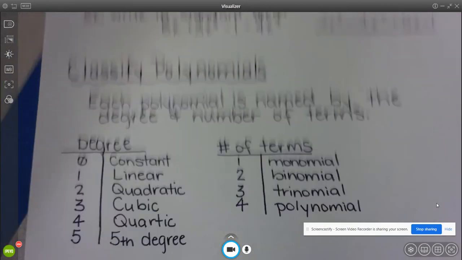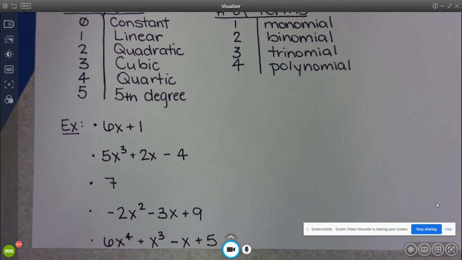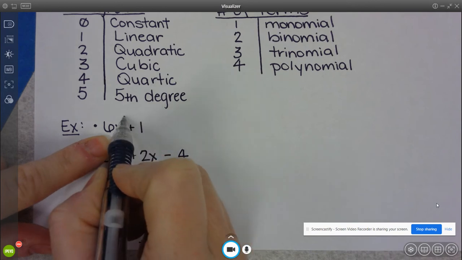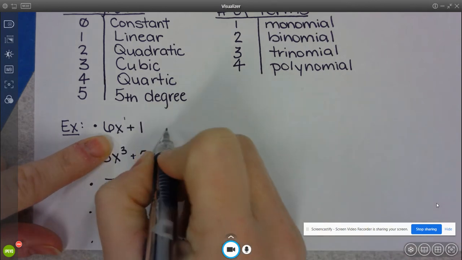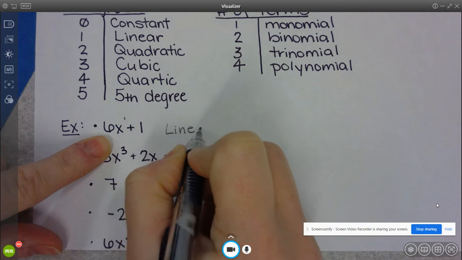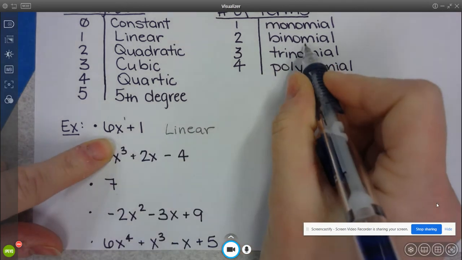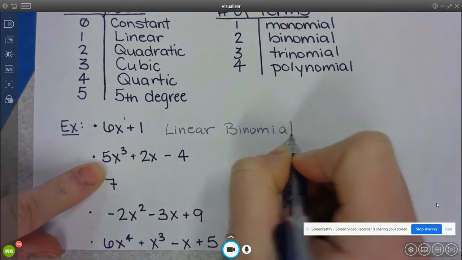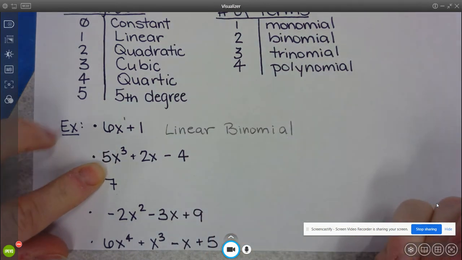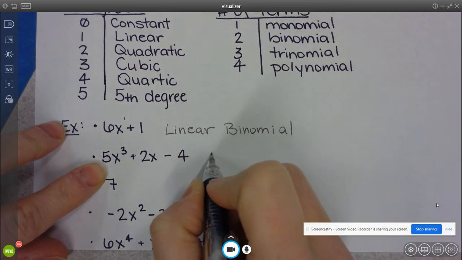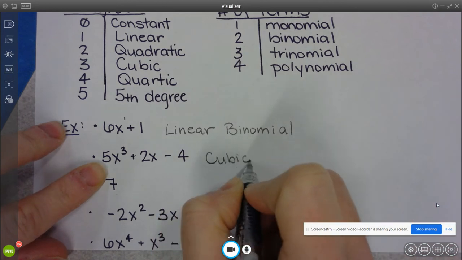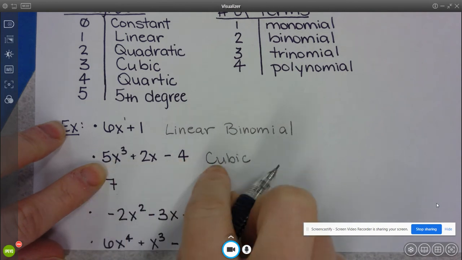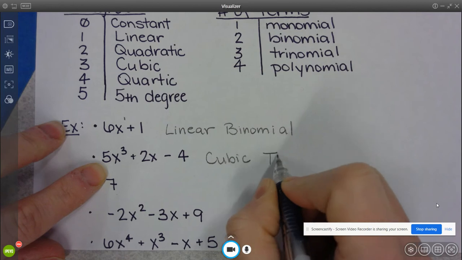So looking at our examples down here at the bottom, 6x plus 1, well, my highest degree technically is a 1. So this would be linear. And since there's 2 terms, it would be a binomial. Here, my highest degree is a 3, so this would be cubic. And there are 3 terms, so this would be a trinomial.